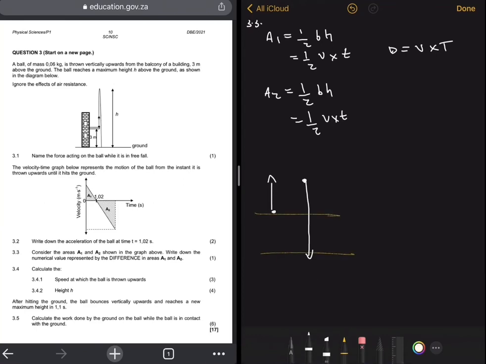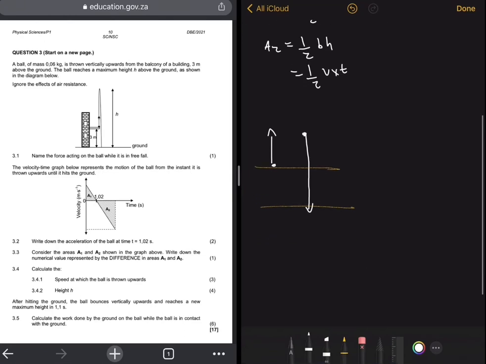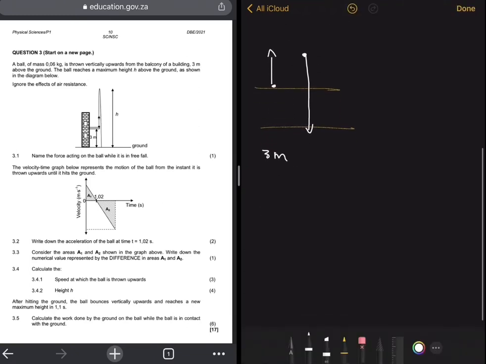And the question says that where the ball is thrown from is 3 meters above the ground, right? So the difference between area 1 and area 2 will give you 3 meters. That's how the question is interpreted. Let's move ahead.